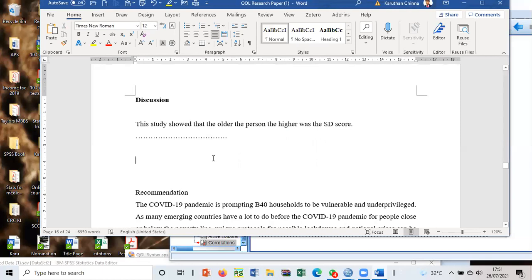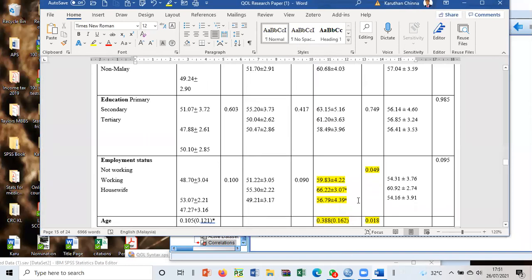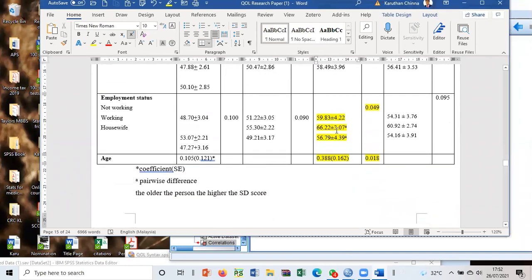Remember, the people are staying together, and most of the males are working. Why is it possible? And it also showed that the male score was more compared to the female score. Why? So all this information is gathered from here, right? Gathered from here.